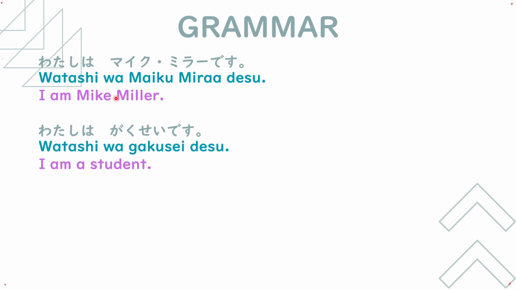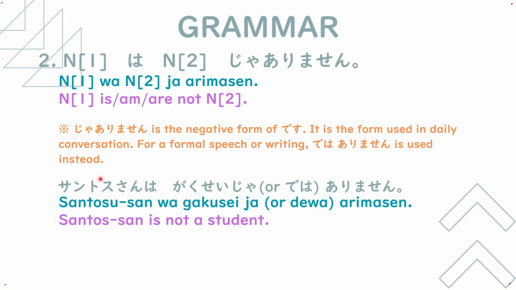And then we have wa, the particle. This means that the subject of the sentence is the noun before it, which is watashi. And then we have Maiku Mira desu, which is the predicate of the sentence. And that is the statement about the topic that we have here. So Mike Miller is me. I am Mike Miller.